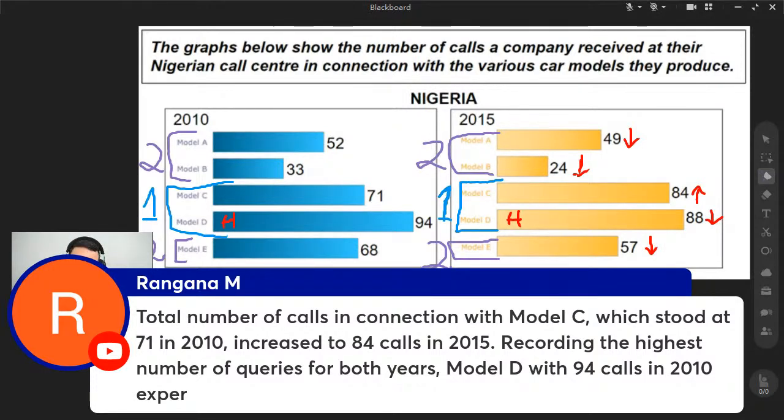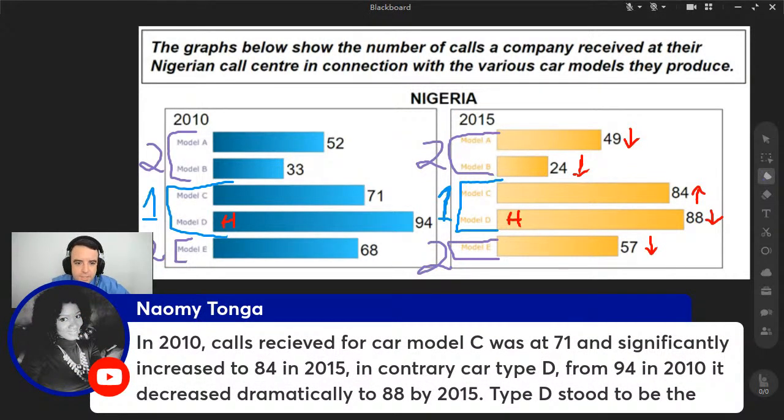Recording the highest number of queries for both years was Model D with 94 calls in 2010. And obviously, I didn't get your full answer, I think, because you're on YouTube. Okay, but that looks good. That looks good, Ranjana. Naomi, in 2010, calls received for car model C.